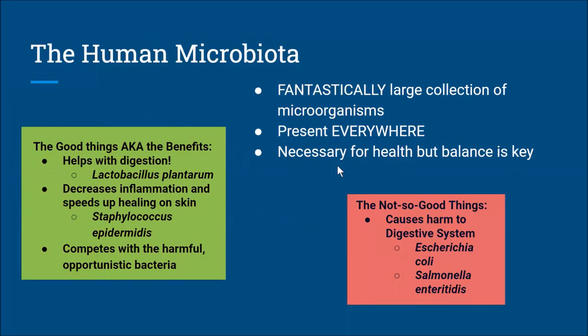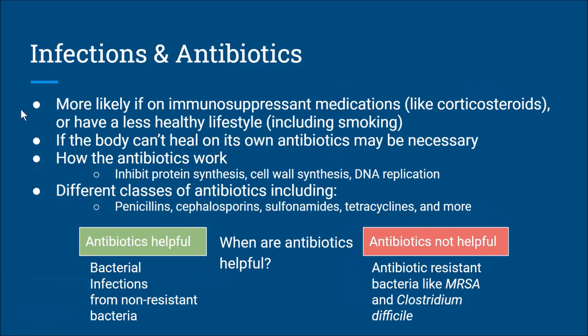The human microbiota is made of a vastly large collection of microorganisms that are everywhere inside of you and outside of you all the time. They're necessary for health, but balance is key. There are some benefits to these bacteria, like helping with digestion and decreasing inflammation, but they can also cause harm. They generally try to compete with the harmful opportunistic bacteria to avoid infections. Infections are more likely if you're immunosuppressed or live a less healthy lifestyle.